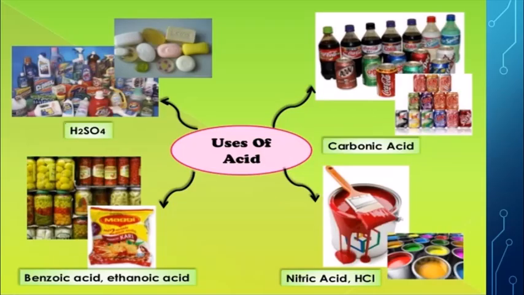If we talk about uses of acids, acids are used in aerated drinks, in paint, as explosives, in medicines, in dyes, and in oil purification also. Also, hydrochloric acid, that is HCl, is used for the preparation of different types of chloride salts.